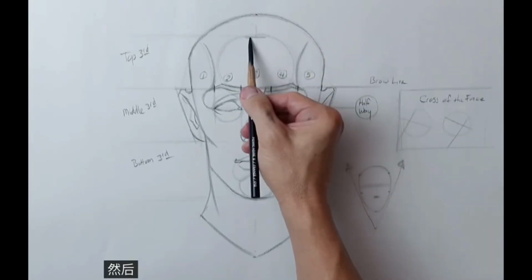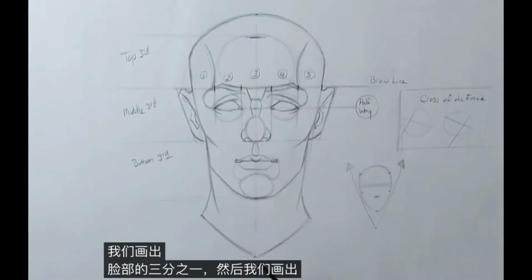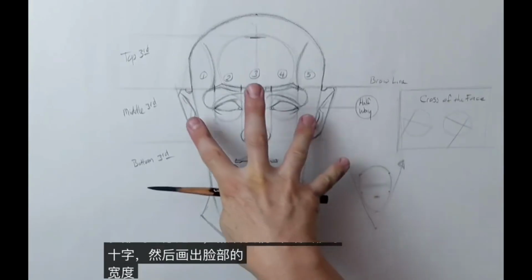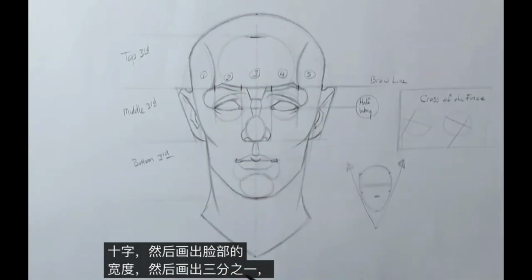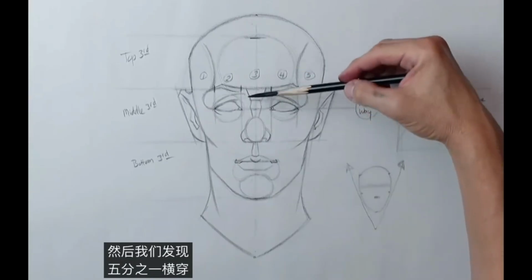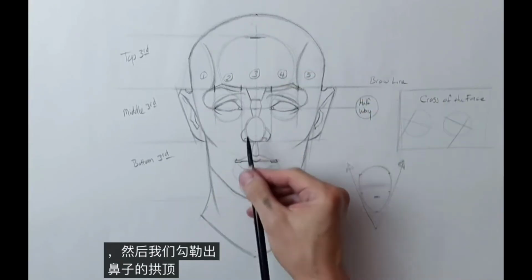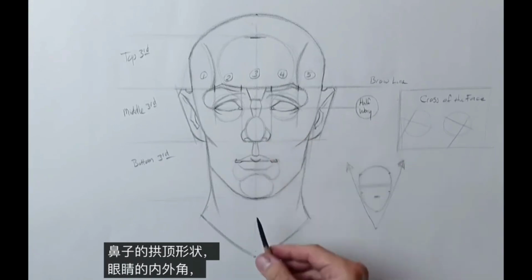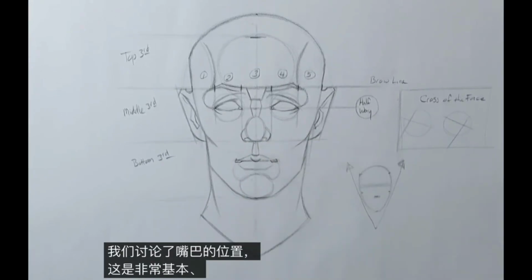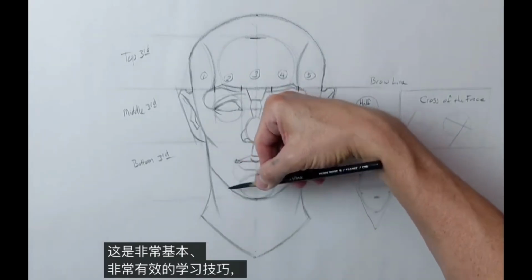So we went through and established the thirds of the face after we did the cross of the face. So across the face, the width, then the thirds, and then we found the fifths running across, and then we sketched in the keystone shape of the nose, inside and outside corners of the eye, and we talked about the mouth placement. So very basic, very powerful technique to learn.